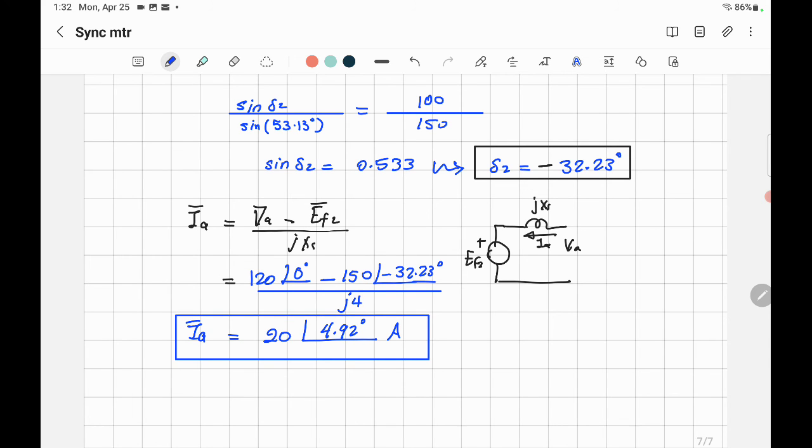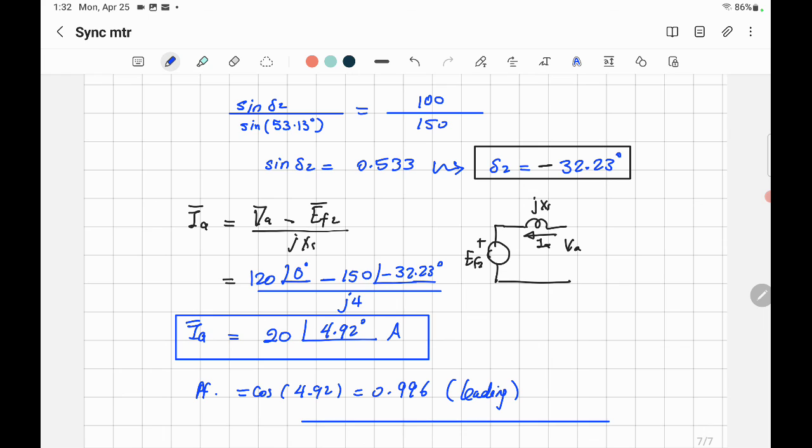All right. Do you need the power factor? It's easy. Power factor will also be cosine the angle of IA, which is cosine 4.92. It's equal 0.996, and it's leading, obviously, because the angle of the current is positive. And that's it. Thank you.